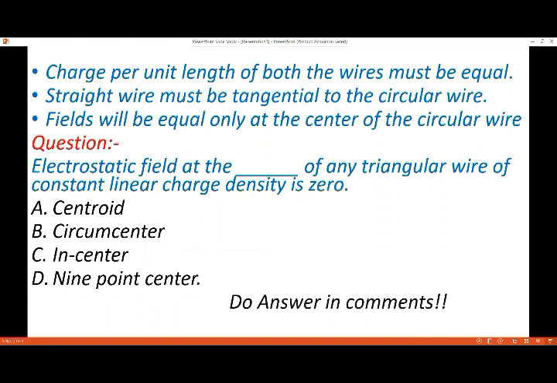Now, if you understood all these concepts, I think you should try a question. The question here asks, electric field at some point blank of any triangular wire of constant linear charge density is 0. So you have to identify which of the points will have 0 electric field: centroid, circumcenter, in-center, or a little less known point is also there, which is called nine-point center.